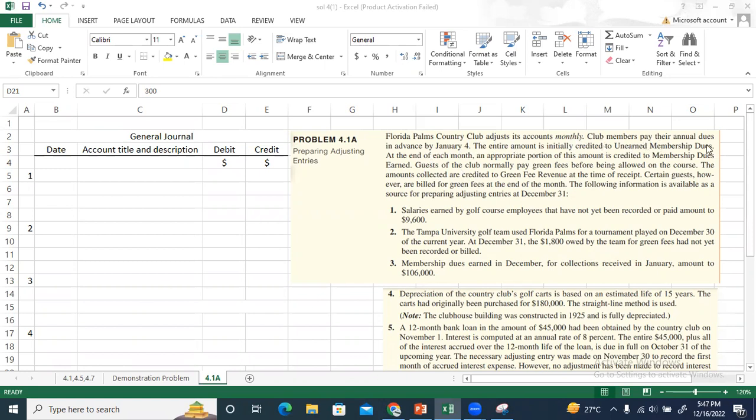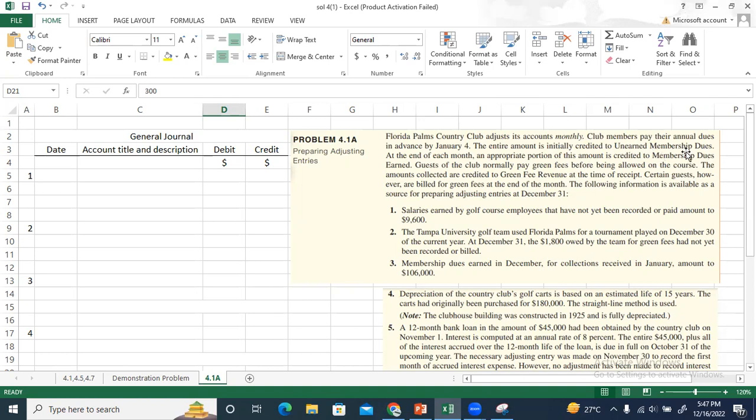Club members pay their annual dues in advance by January 4th. The entire amount is initially recorded to unearned membership dues. Now, why is it initially recorded to unearned membership dues? Because if you are receiving money in advance from your customers, then that is not an earned income for you. Until these members use that club for 1 month of the remaining year, it is not your earned income. So currently, it's a liability for you.